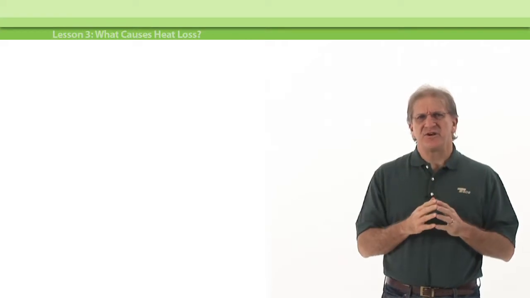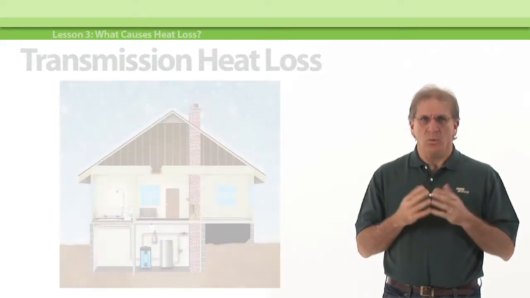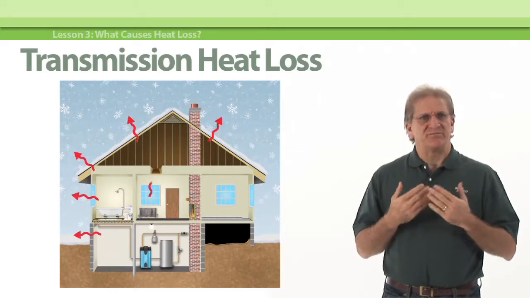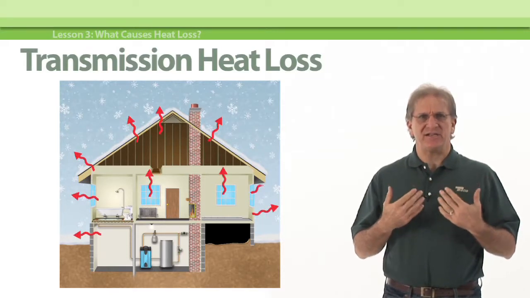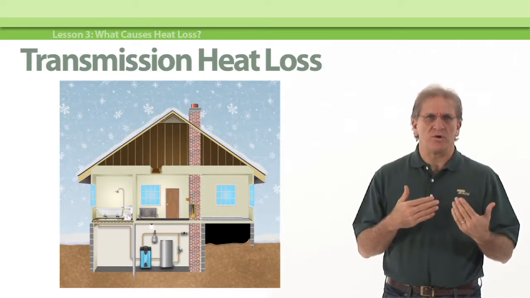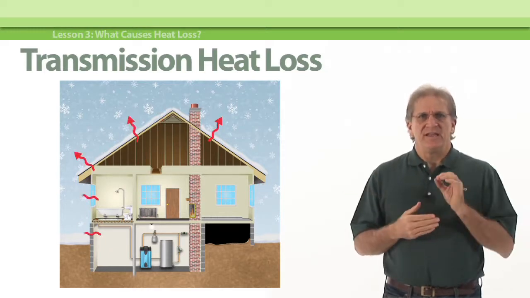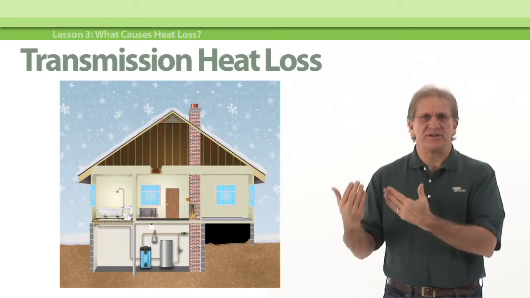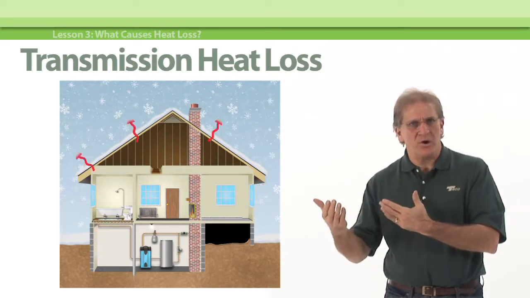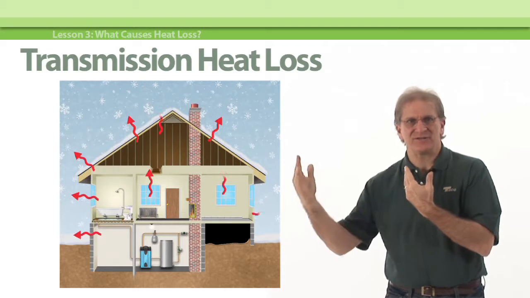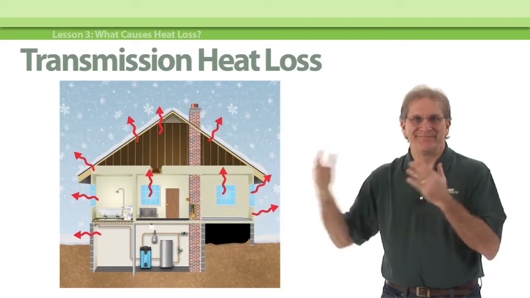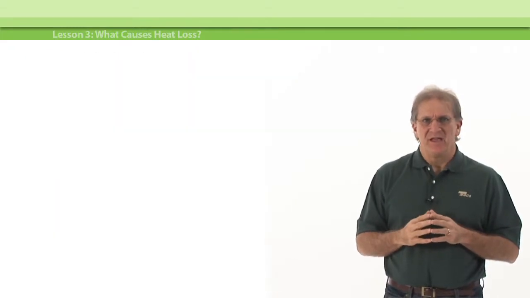Now, heat leaves a structure in a couple of different ways. One is what we call transmission or conductive heat loss. As mentioned in the previous lesson, that's the heat loss through windows and doors, walls, the roof, etc. The heat in the air warms these surfaces up, and since it's cold on the other side of the window, door, or wall, the heat's going to conduct through that material to a colder surface on the other side. That heat's going to have to be replaced.